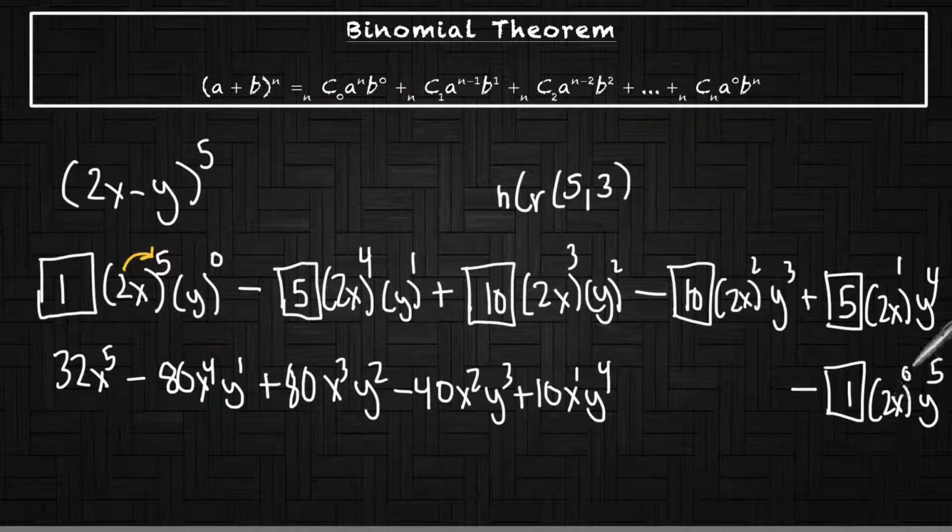And then now we have 2 to the 0. That's just 1. So anything in parentheses to the 0 is just 1 times 1. So you get minus y to the 5th. And this is what you would get if you multiplied 2x minus y to the 5th power.